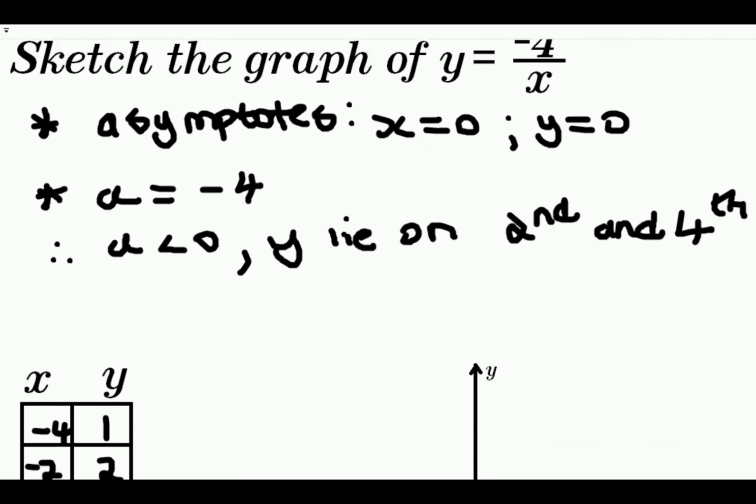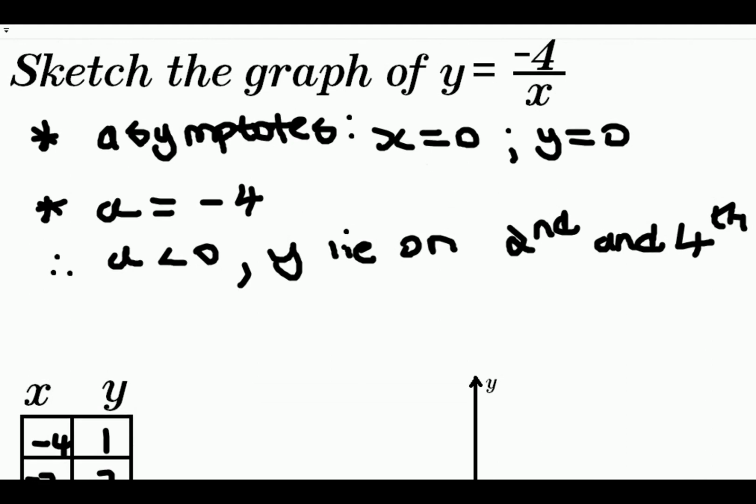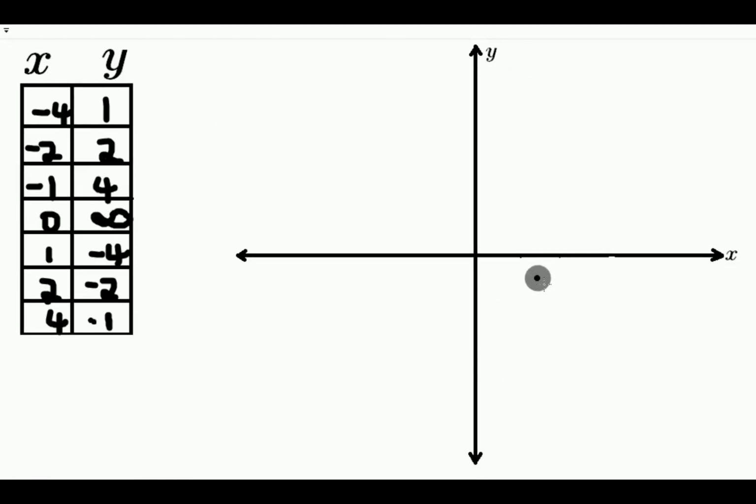So from what we said above, since a is less than 0, our function is going to lie on the second and the fourth quadrant. So now we're going to plot our graph. So let's label the x-axis. So this is going to be 1 and 2 somewhere here, and 3 and 4. So let's just put a 2 here and a 4 here.